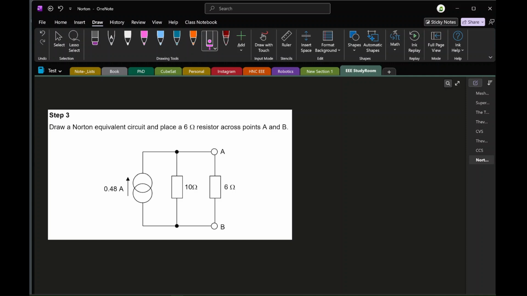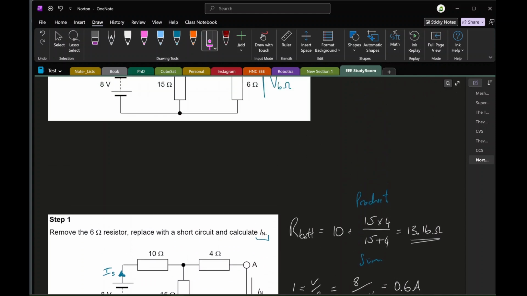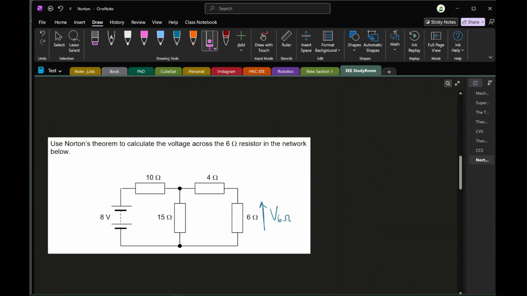Now let's consider the redrawn circuit having placed the 6 ohm resistor across the points AB. We were interested in, once you've done this circuit by the way, once you've drawn this on your page, I would encourage you to go right the way back to the top of your page and consider the question. Using Norton's theorem, which we've been doing, we're expected to calculate the voltage across the 6 ohm resistor.